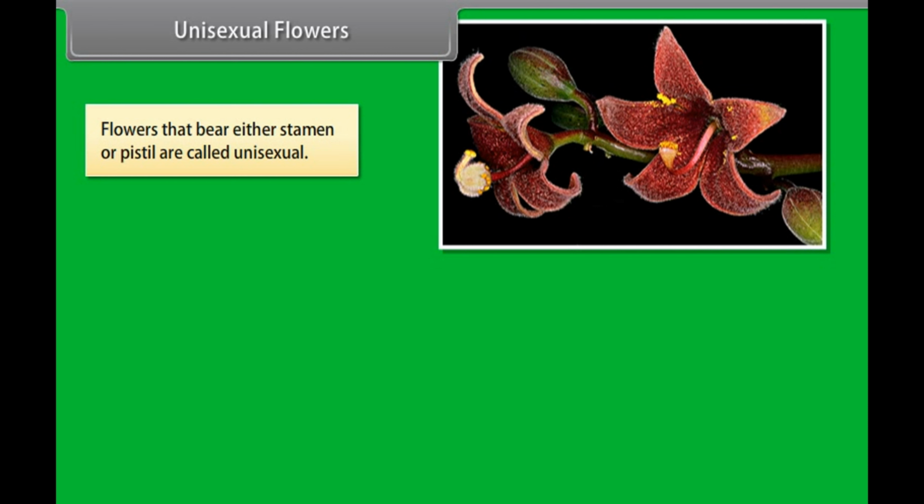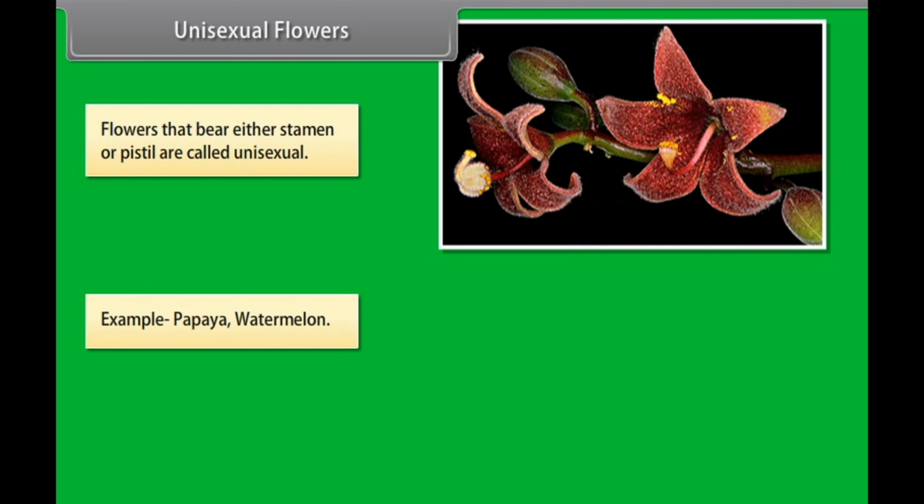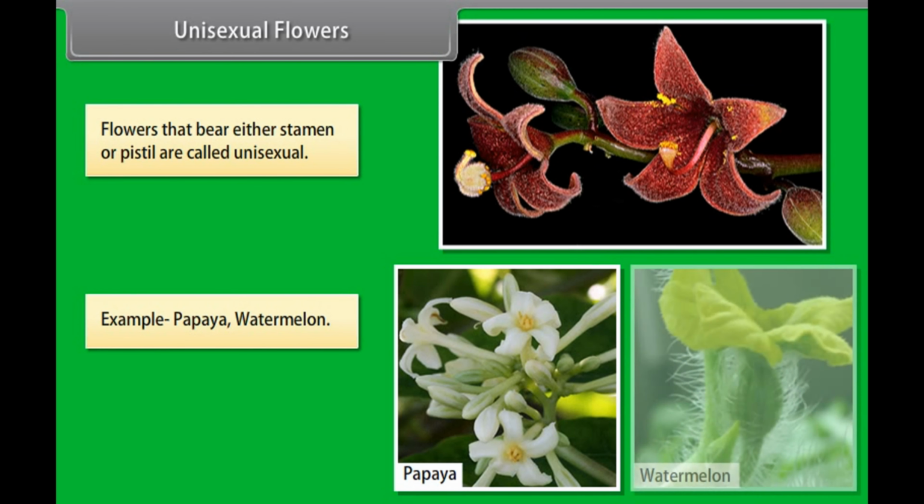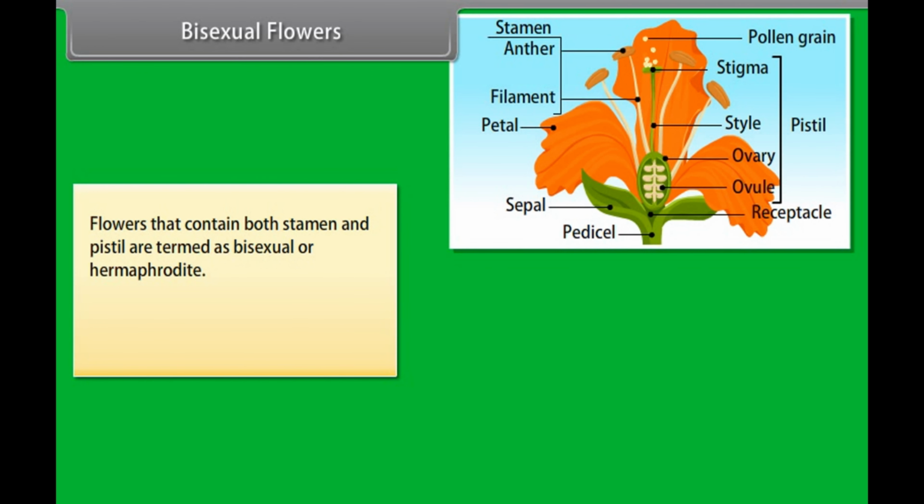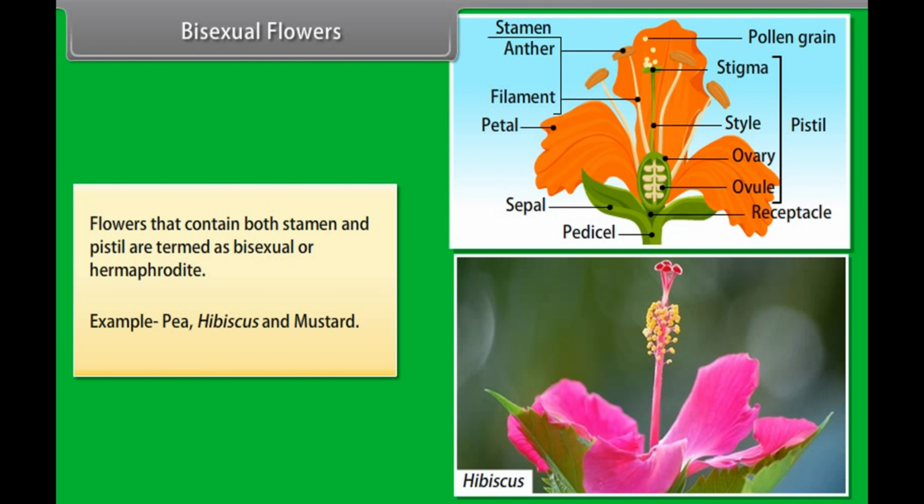Unisexual flowers. Flowers that bear either stamen or pistil are called unisexual. Example: papaya, watermelon. Bisexual flowers. Flowers that contain both stamen and pistil are termed as bisexual or hermaphrodite. Example: pea, hibiscus and mustard.